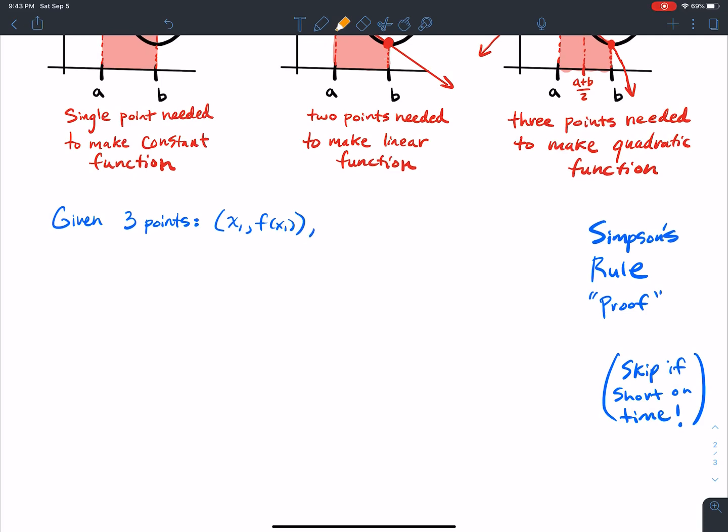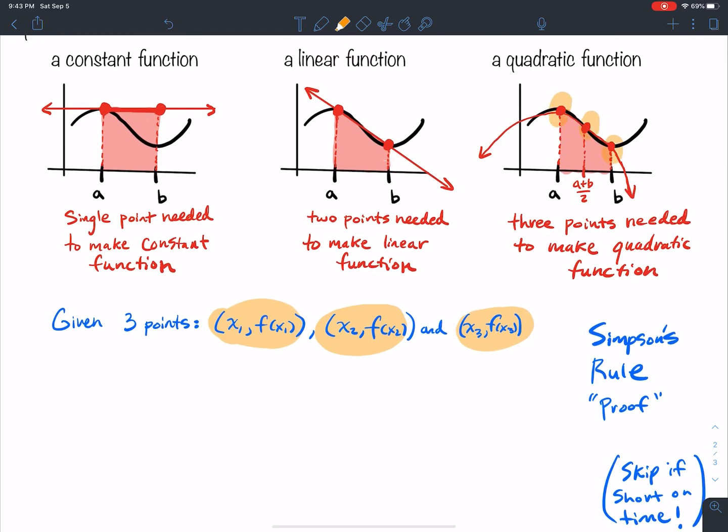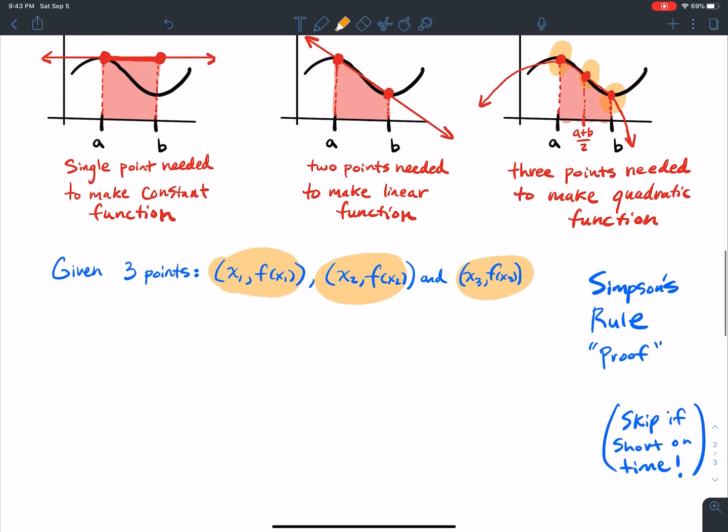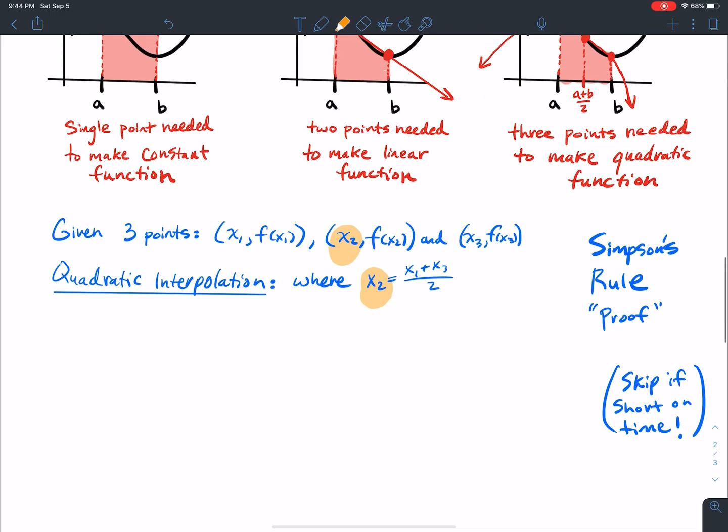So given three points, I'm going to have a point x1, f of x1, x2, f of x2, and x3, f of x3. So it's three arbitrary points. I've got a point here, a point here, and a point here. What we're going to do with those three points is make an arbitrary quadratic function that passes through those three points. To do this, we use something called quadratic interpolation, a technique that if you go on to higher level mathematics and take numerical methods, you will talk about how to do. Once again, this is beyond the scope of the course, so don't freak out if it's not really making sense. Now, x2 here, what do we know about that middle point?